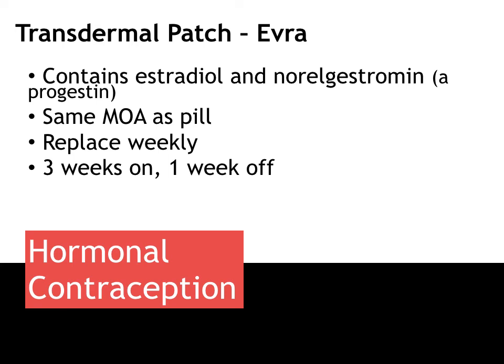I mentioned there are also a few other delivery methods of hormonal contraception. The transdermal patch, which is often called Evra, contains an estradiol and a synthetic progestin as well. This is the same mechanism of action as the pill in terms of how it works. The patch is replaced weekly, so you're having 1 patch a week for 3 weeks on, and then 1 week off.